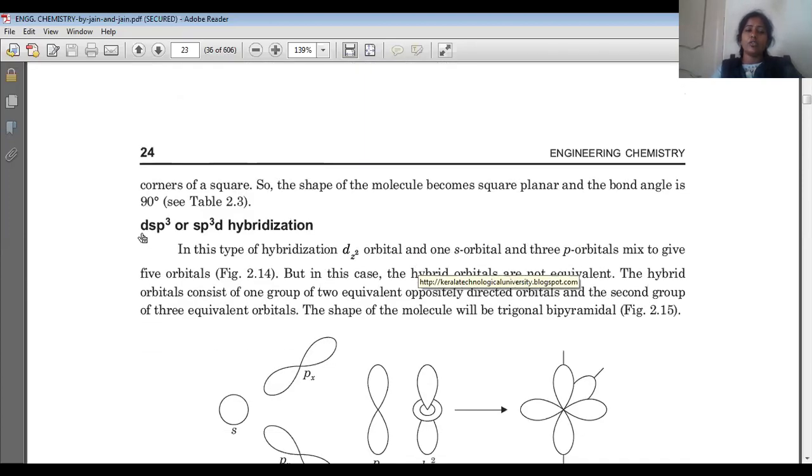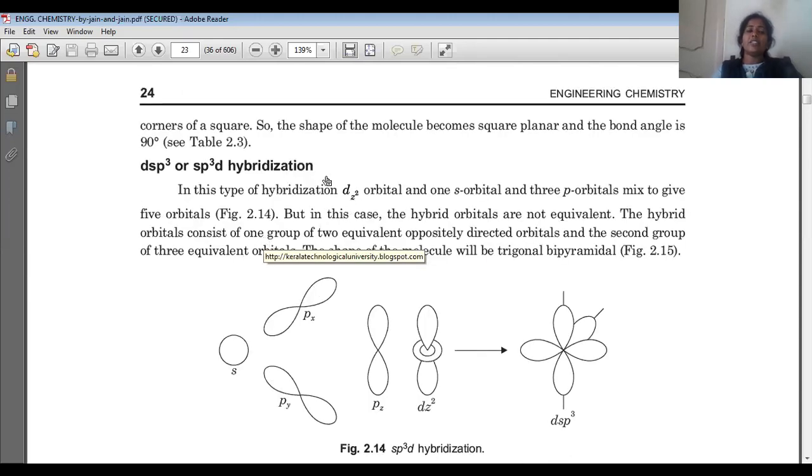Now, let us discuss dsp3 and sp3d hybridization. dsp3 hybridization means one d orbital, one s orbital, and three p orbitals are combining. So, both inner sphere and outer sphere complexes are possible. If we are using inner sphere d orbitals, the hybridization becomes dsp3. Strong field ligands are used to induce this type of hybridization. sp3d is nothing but an outer sphere d orbital.